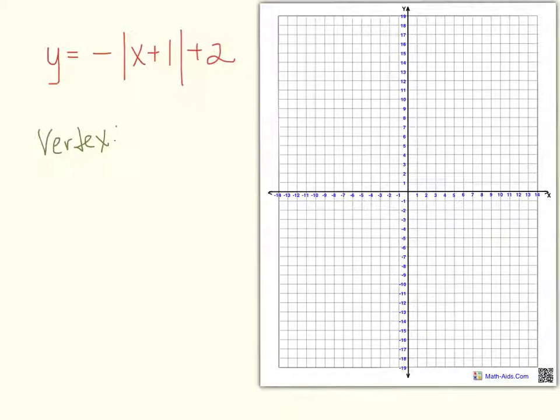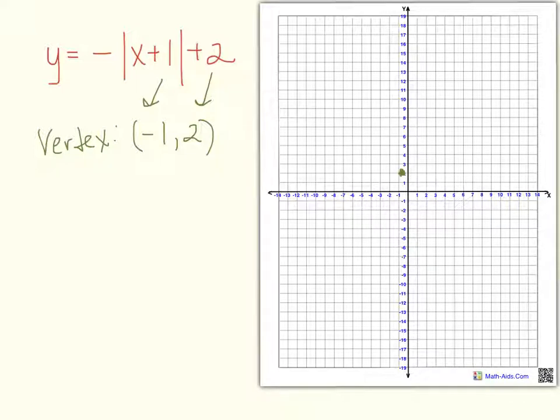Now, this is written in vertex form, much like quadratics are, so you're going to pull it out exactly the same way. The x-coordinate is going to become a -1 when you rip it out of the absolute value, you change the sign. And your y-coordinate is going to be a +2. We're not changing the sign because we didn't rip it out of anything. So if I go to -1, +2, there's my vertex right there on the graph.